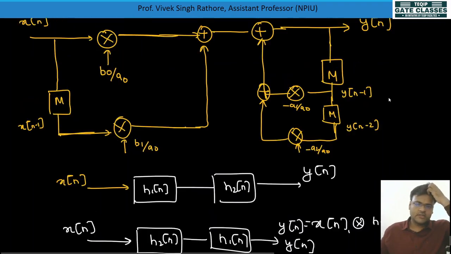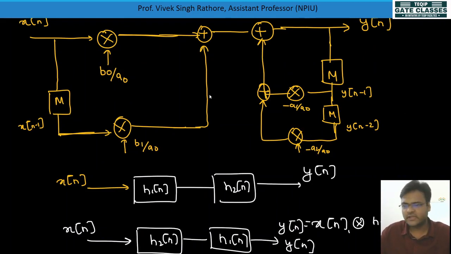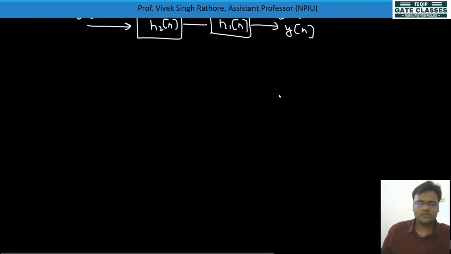So see, actually this is what you are seeing now. First of all, you understand that this can be interchanged. Which can be interchanged? See, if you see this block diagram, we can see that this portion and this portion are both there, so they can be interchanged from the left hand side to the right hand side. So see how we can do it.